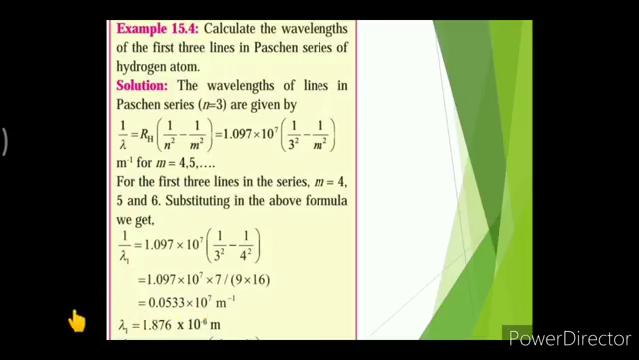So it gives the value of lambda 1, and lambda 1 is the wavelength of the first line in the Paschen series. And hence, on taking the reciprocal of 0.0533 into 10 raised to 7 per meter, we are getting the value of lambda 1 as 1.876 into 10 raised to minus 6 meter.